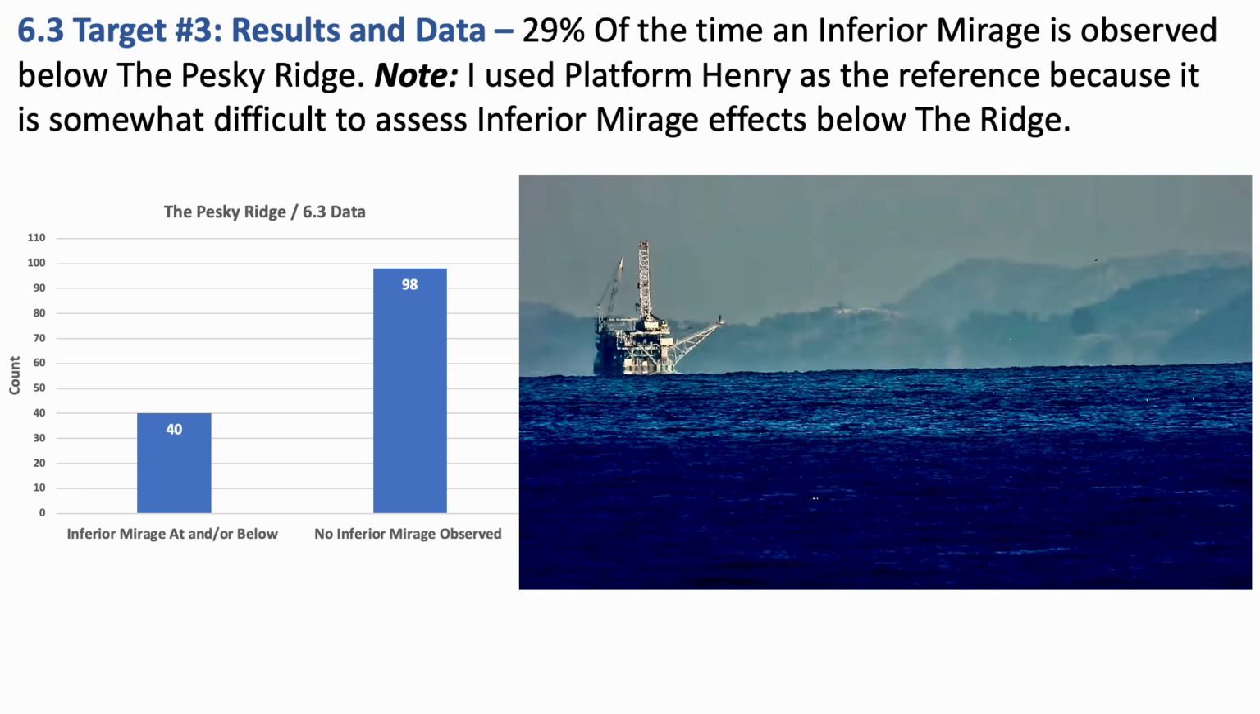29% of the time, an inferior mirage is observed below the Pesky Ridge. You can see one here at Henry, for example. As I note here, I use Platform Henry as a reference because it's really difficult to assess inferior mirage or upward refraction effects below the ridge, but it's always there, as mentioned in the previous slide.